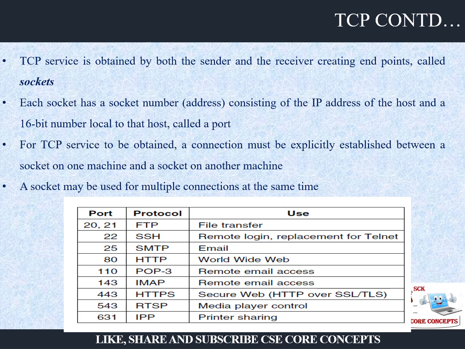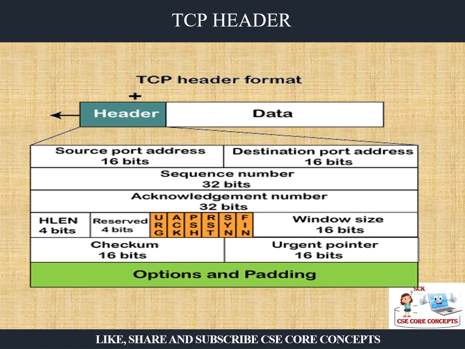So these are some of the popular and common port addresses. 20 and 21 are for file transfer, 22 is for remote login, a replacement for Telnet. Then 25 is SMTP, 80 is HTTP, 110 is POP3. So these are some of the popular port addresses. So this is how your TCP header looks. Let us have a look at the TCP header and its components.